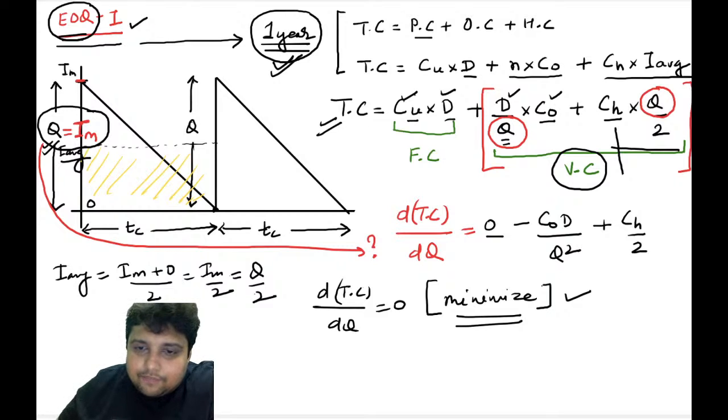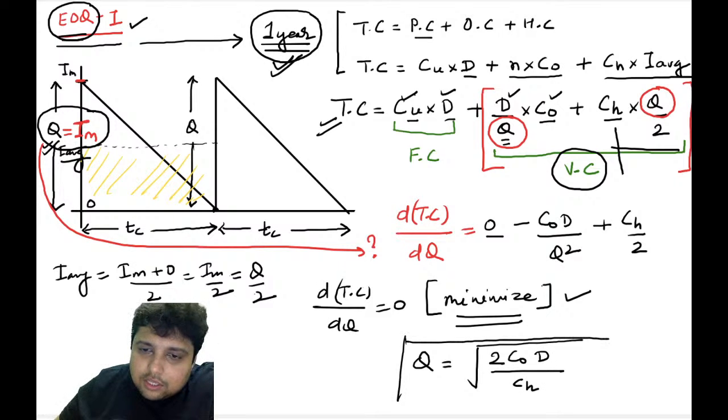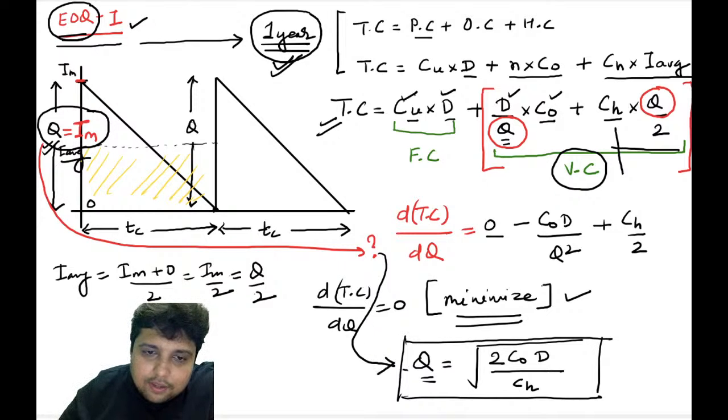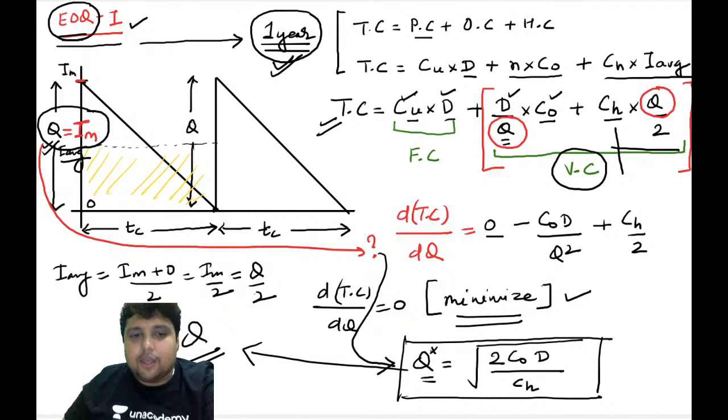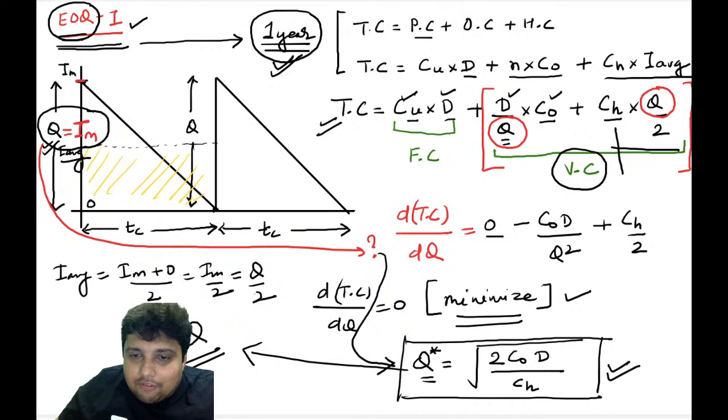So thus what we will get? We will get Q is equal to root over 2 C naught D upon CH. This, guys, is the quantity that I will have ordered, and this quantity is the economic order quantity, EOQ. Let me just star mark this. Okay, so this is the formula of economic order quantity. This is the formula we have derived for economic order quantity, model 1: root over 2 C naught D by CH.